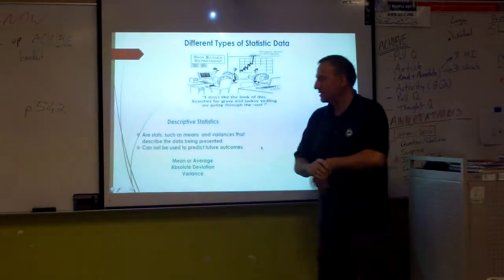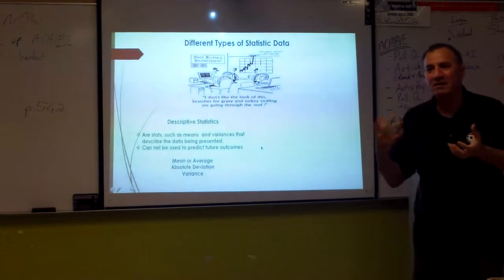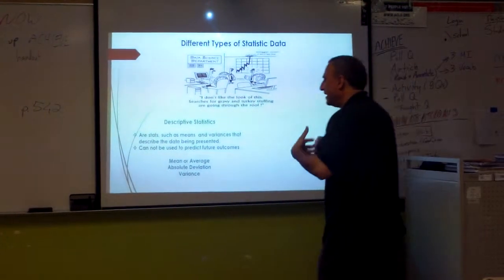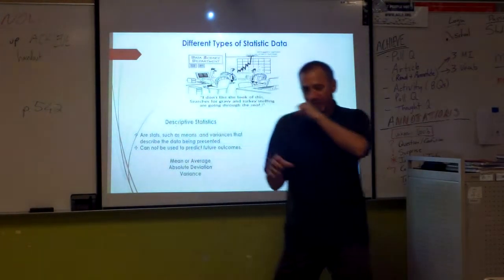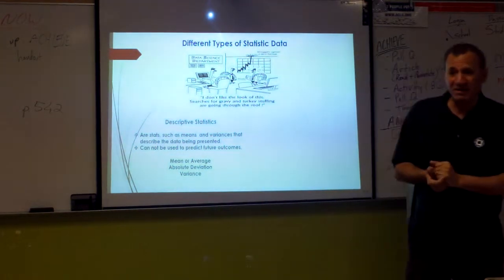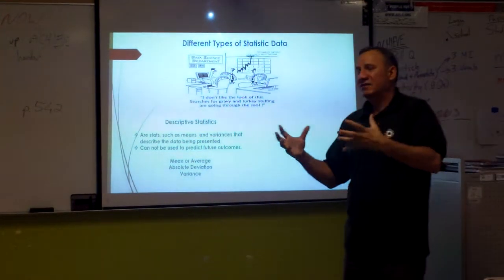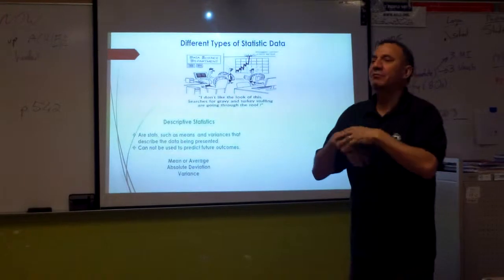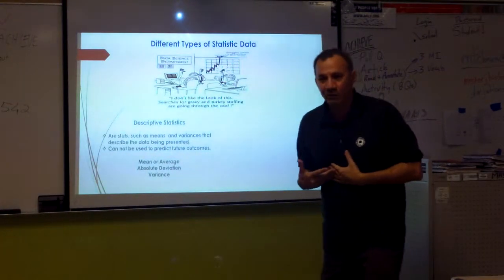We have descriptive statistics, which talks about your median, your mean, averages, absolute deviation, and variances. These are the data that just give you the information. You can't use it beyond the information that's provided for you.